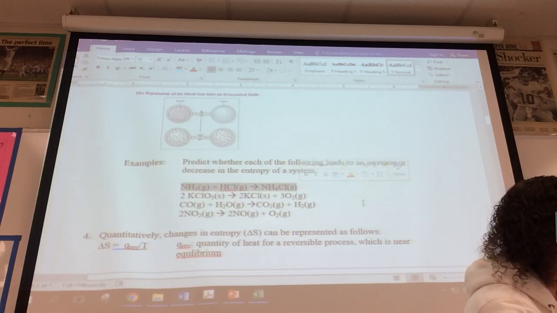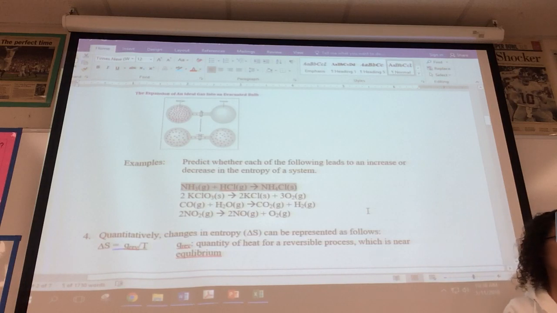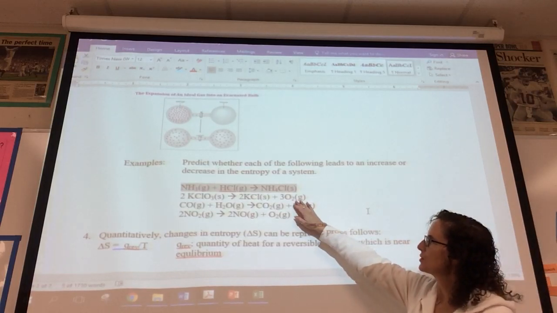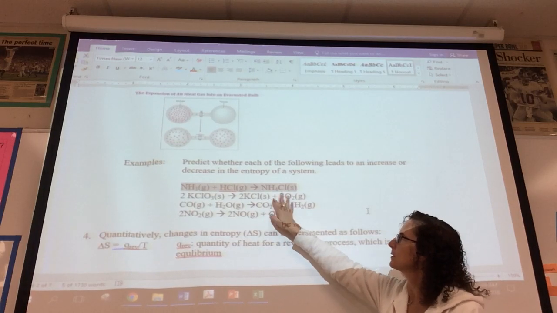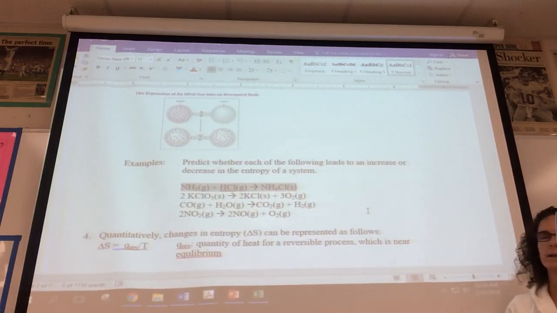First example, you've got gases on the left and a solid on the right. Which one's more ordered? Definitely the product, because it's a solid, so this would be a decrease in entropy. Decomposition of potassium chlorate, you've got a solid on the left, and you've got solids and gases on the right. That would be an increase in entropy.